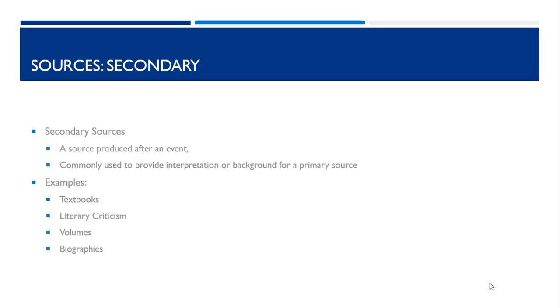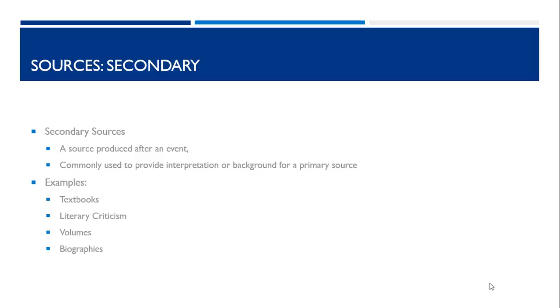It's commonly used to provide interpretation or background for a primary source. So a textbook could be an example of a secondary source because usually a textbook is not written during the time in which the events are occurring. It happens years and years later and looks back upon that event.